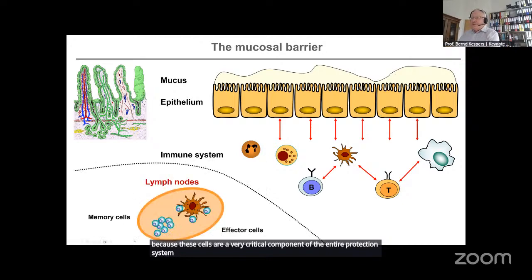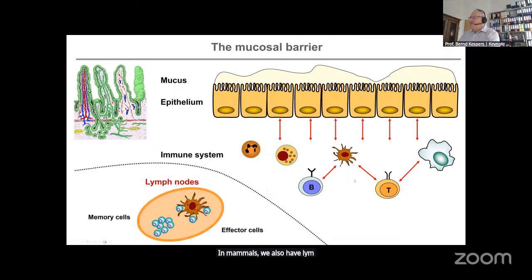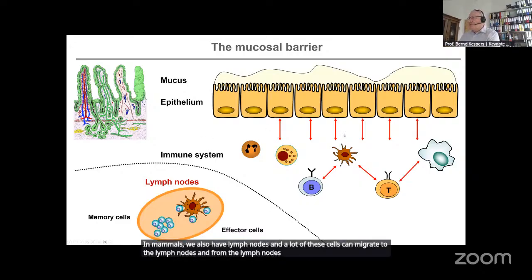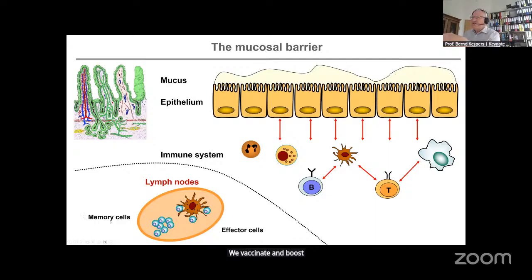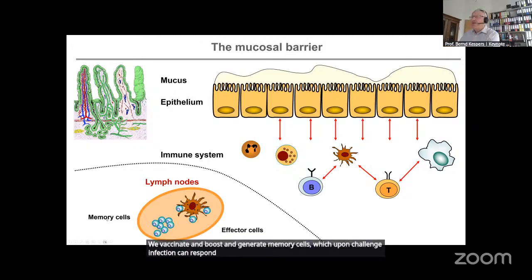In mammals, we also have lymph nodes, and a lot of these cells can migrate to the lymph nodes and from the lymph nodes back to the mucosal tissue. They will form so-called memory cells, which are important in the context of vaccination, where we vaccinate and boost and generate memory cells, which upon challenge infection can respond very quickly to the challenge. And we will also have effector cells, those cells which can control infection, basically combat infection.